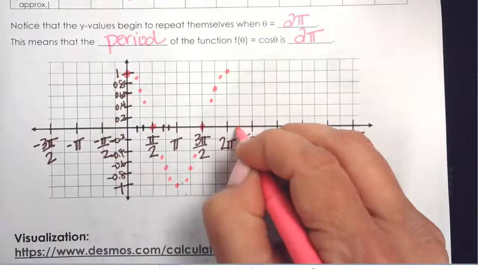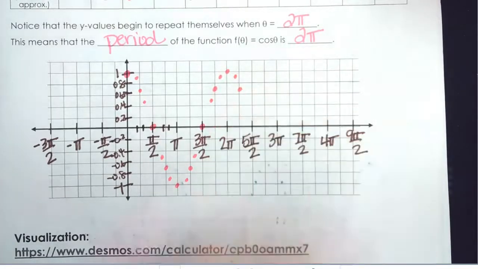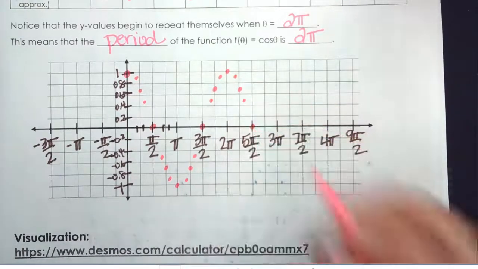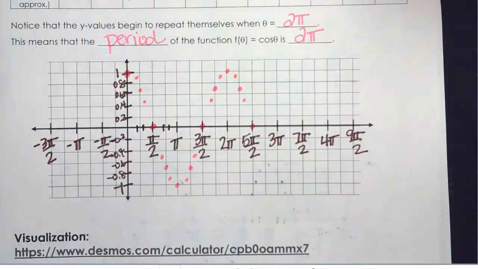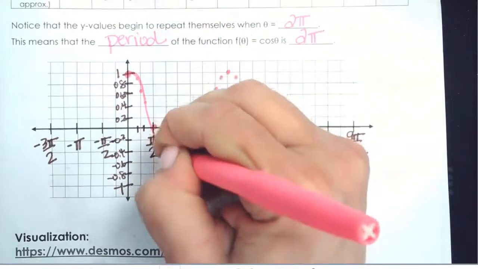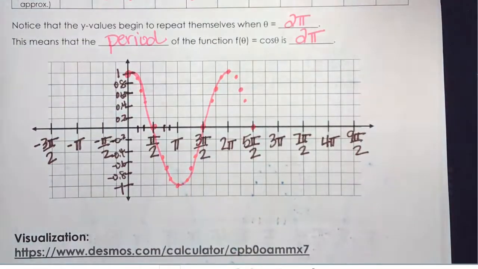Then we have 13 pi 6, about 0.9. 9 pi fourths, about 0.7. 7 pi thirds, about 0.5. And 5 pi over 2, 0. Okay? Did we just graph one period only? No. Where does it seem to start repeating? Again, at 2 pi. And so if we connect these, once again, this is what one period of our cosine function looks like.